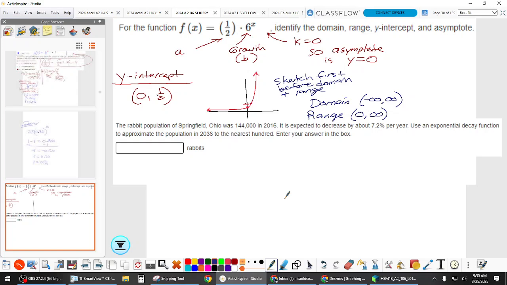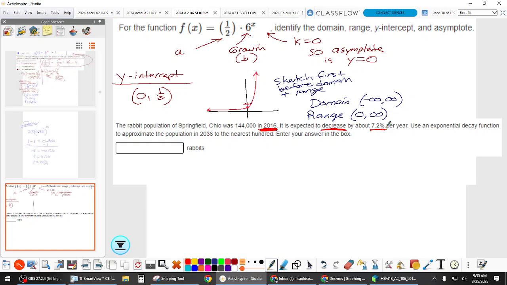All right. Rabbit population was 144,000 in 2016. Guys, on these, it's really important to read the date. Because often in real world context, we're talking about dates, but then we have to use those to find the time frame that we're analyzing. So in this one, it's decreasing. That's an important detail. Of course, our rate as well. So use an exponential decay function to approximate the population.